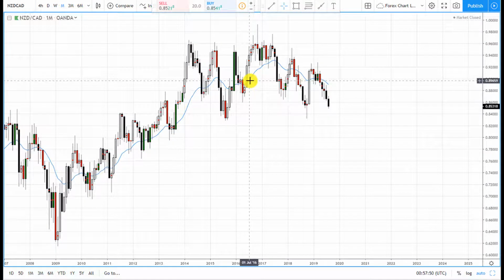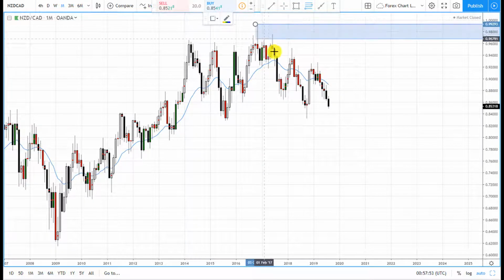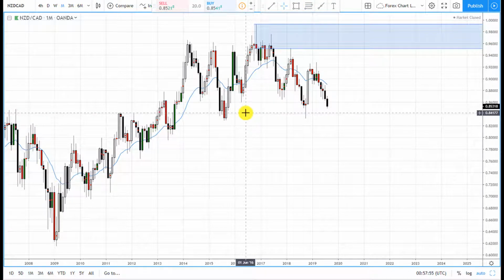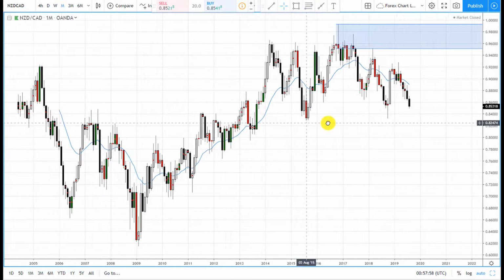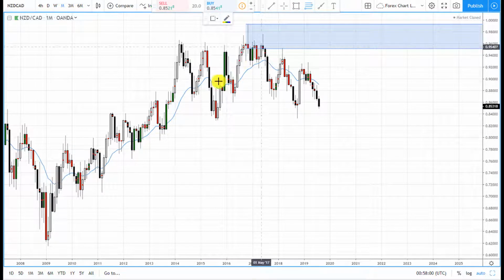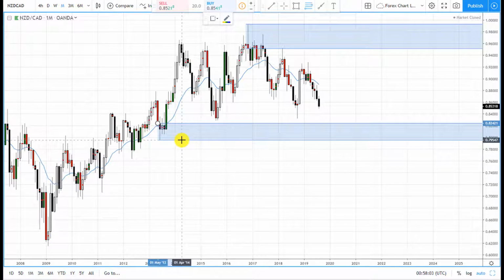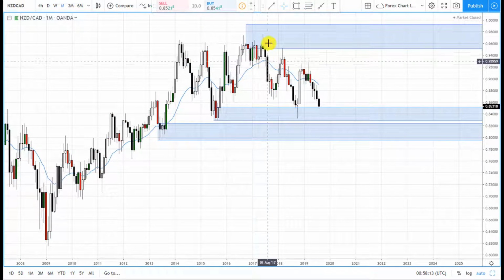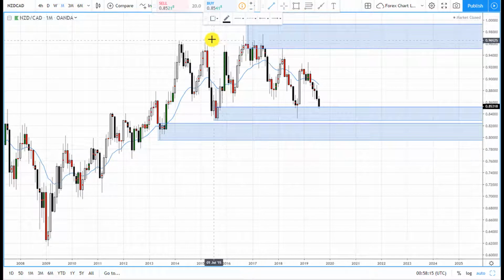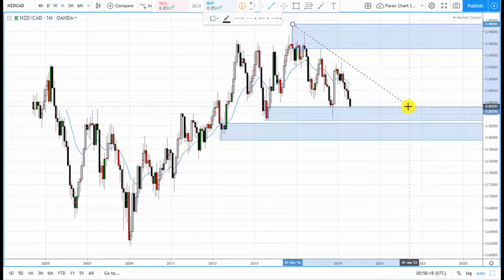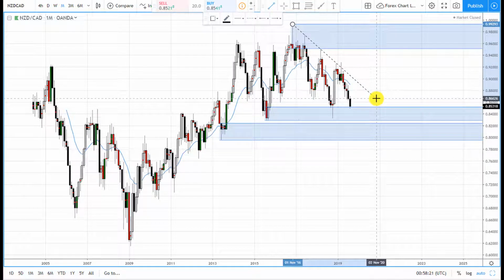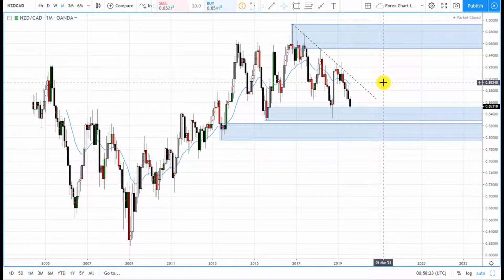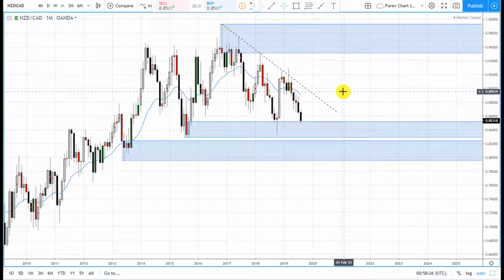There is a level of supply up here. There's a level of demand right here. And there's another level of demand right here. And this is in a clear downtrend. It's in a clear downtrend. And yeah, that's what we have.